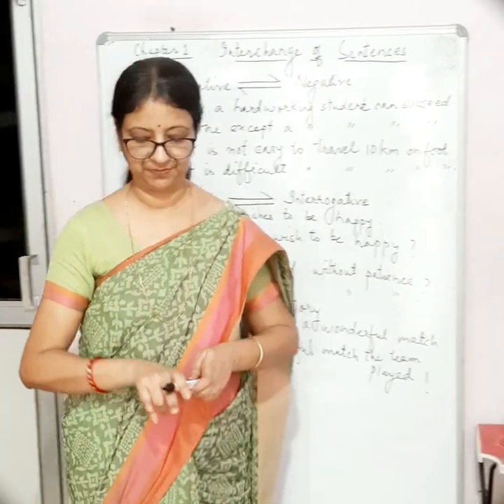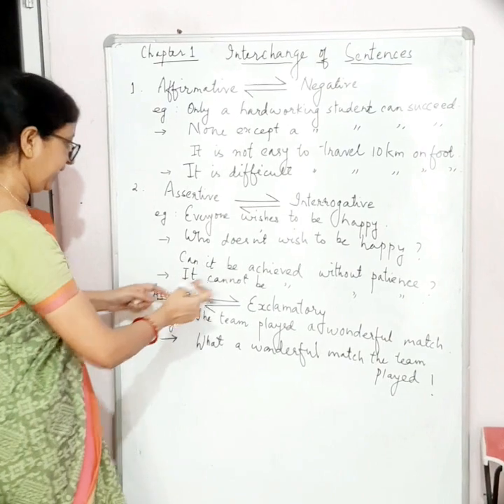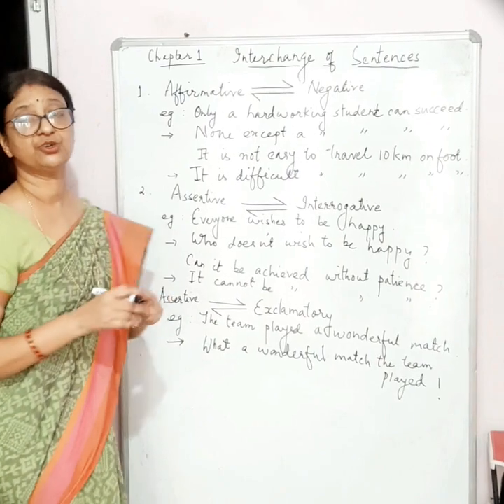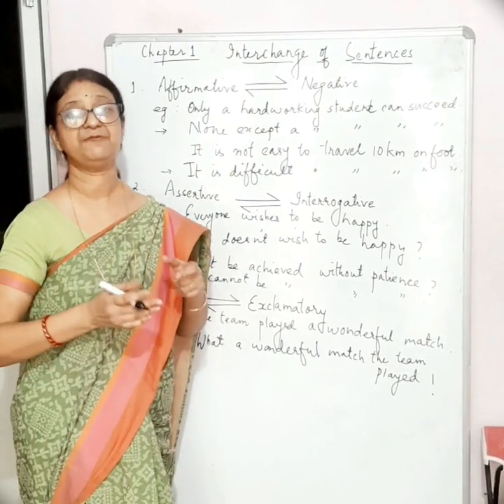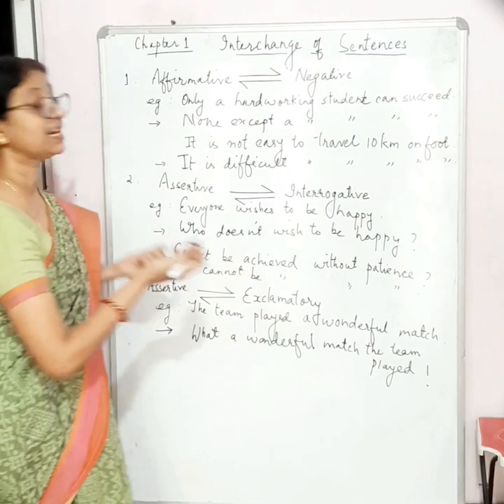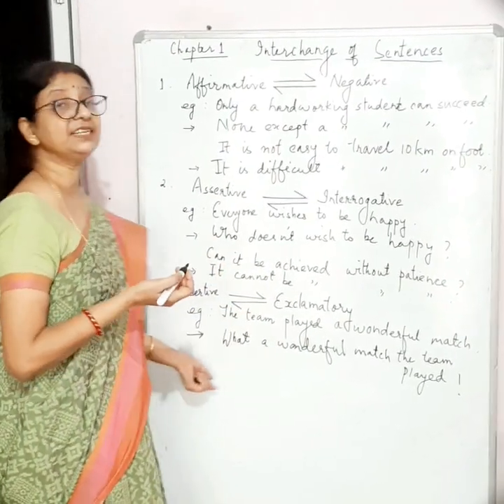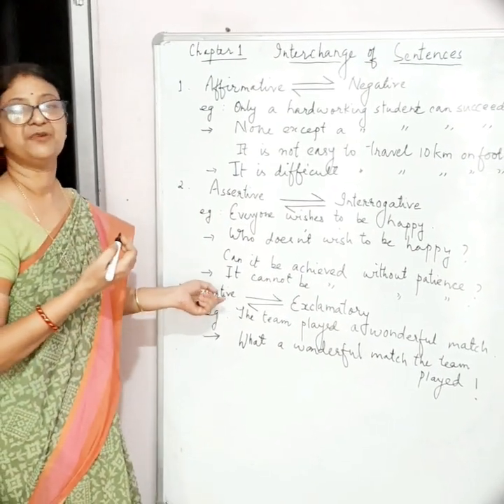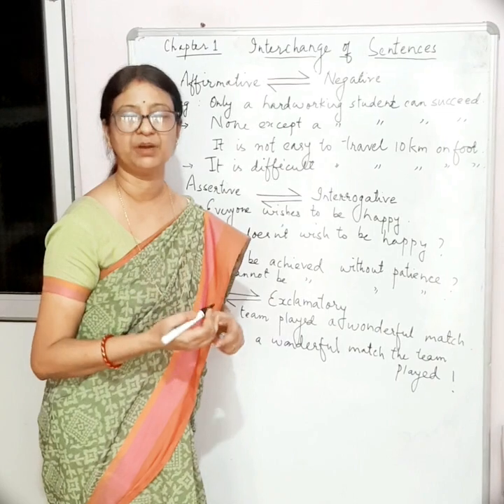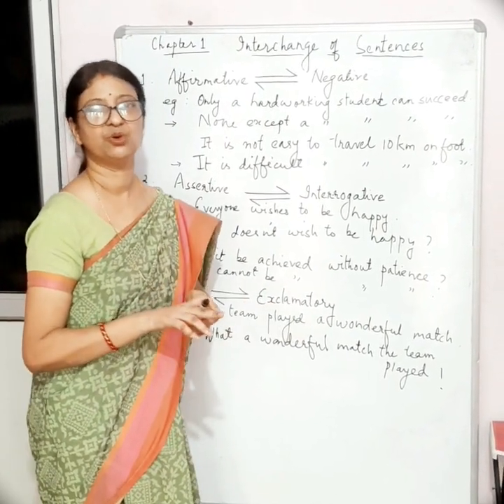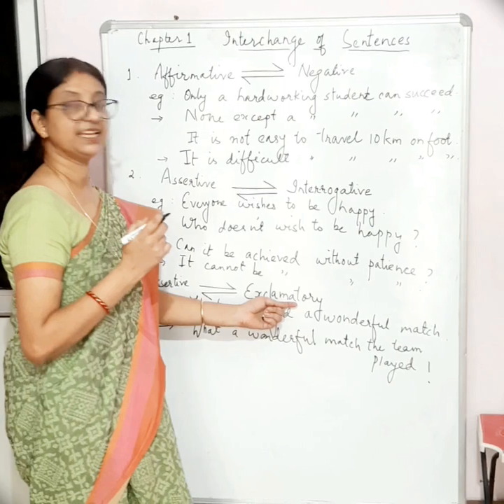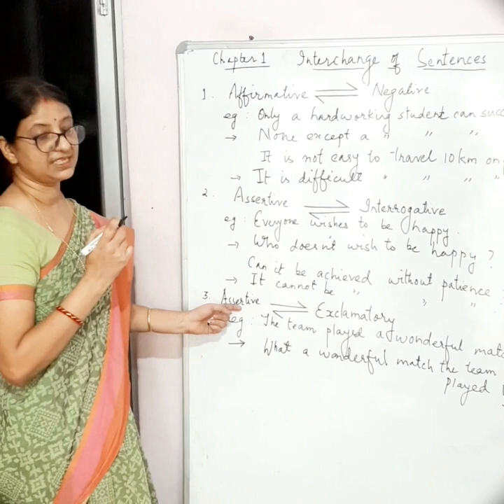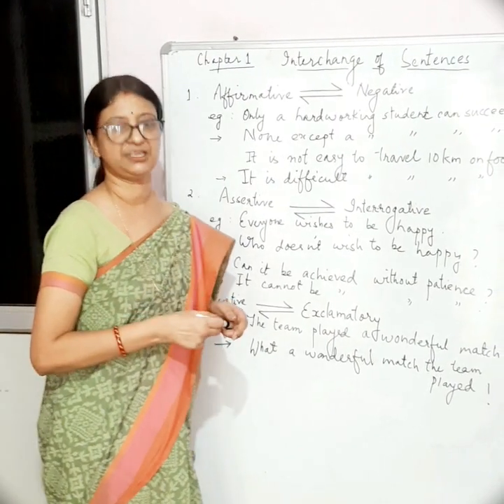One more. Exclamatory to assertive. That I were at home again! Exclamation mark. Because this is a feeling. That I were at home again! You can transform it to an assertive sentence. I wish to be at home again. So this way you have changed an exclamatory sentence, a sudden feeling, to an assertive sentence or a statement.